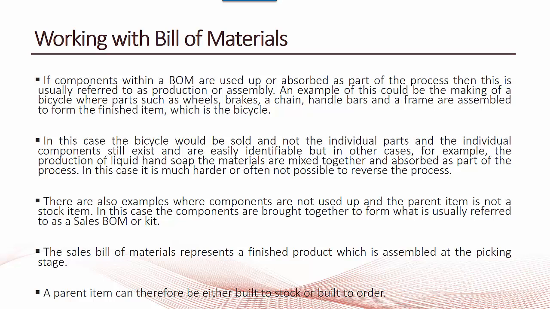In this example, the bicycle will be sold, not the individual parts, and the individual components are still definable here. But in other cases this may not be so, and the components are absorbed, mixed and ultimately lost. This would happen, for example, in the manufacturing of liquid soap. In these types of examples, reverse production is much harder.